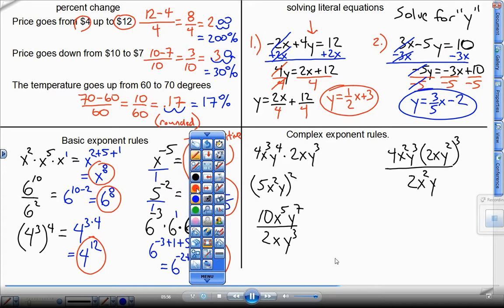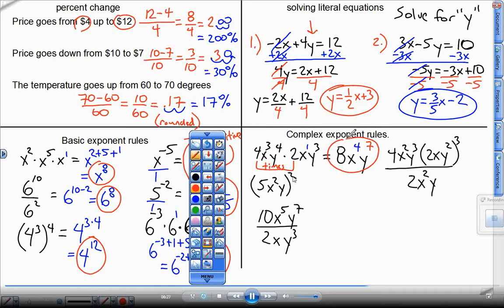Alright, the harder ones. For these, you times numbers. Numbers always follow their same rules. Times numbers normal, divide numbers normal. But the exponents, you add them. When you're timesing two exponents, you are adding them together. X to the first plus this x to the third gives me x to the fourth. 4 plus 3 gives me y to the 7th power.